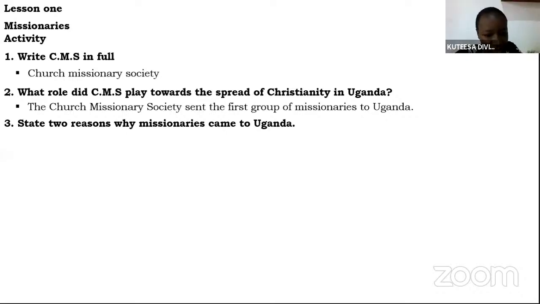Nambiru Faith, unmute and give us the answer. Nambiru Faith, are you with us? To preach the word of God. Apart from preaching the word of God, apart from that one, can you give us another one? Oh, okay, Faith. To teach people.